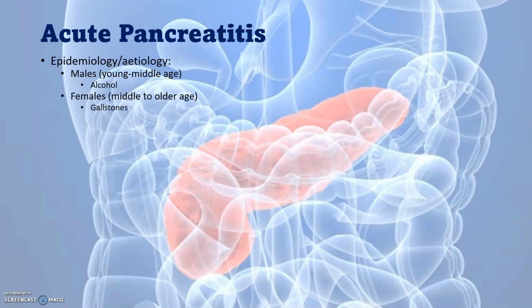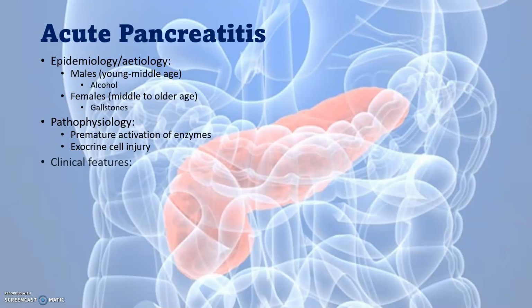The two common causative factors are alcohol and gallstones, and you can see there are different gender predilections. What really happens is that with obstruction to outflow or damage to the gland, then you have premature activation of enzymes, exocrine cell injury, and autodigestion of the pancreas.